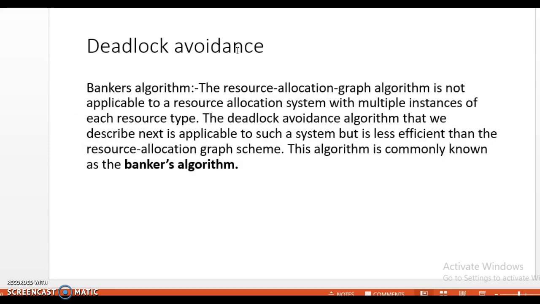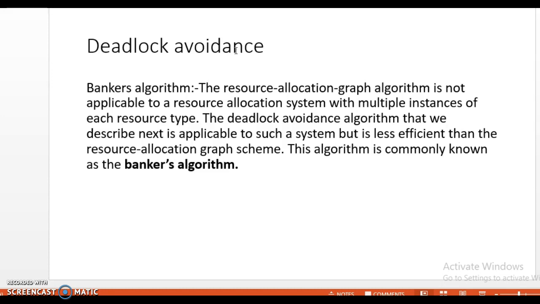allocation graph algorithm is what we have studied in our previous video. If you have not seen that video, go to the playlist, go to operating system, then go to deadlock and see that video. I will try to put the link at the end of this video so that you can easily find that video. Okay, so come to this point.